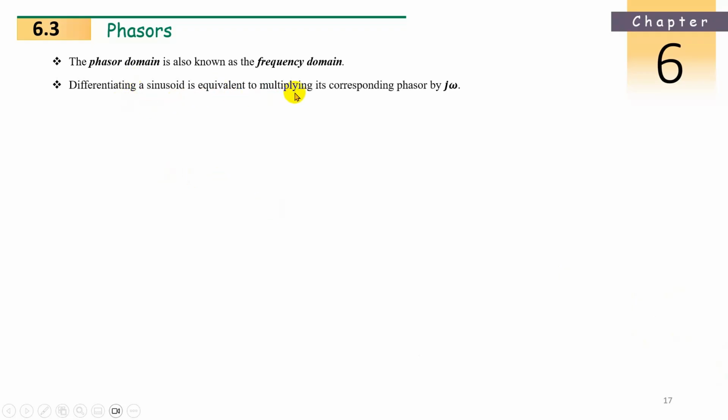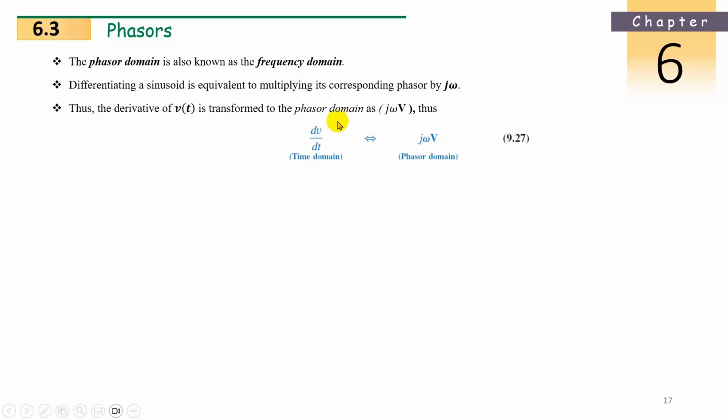Differentiating a sinusoid is equivalent to multiplying its corresponding phasor by j omega. So when you differentiate the sinusoid, sin omega t, cos omega t, it becomes real to imaginary, imaginary becomes real. When you differentiate sine, it becomes cosine, right? So in the phasor, it becomes imaginary, j omega. Thus the derivative of v of t is transformed in the phasor domain as j omega V. So dv by dt is converted to j omega V in the phasor domain. If you integrate, it's the reverse. 1 by j omega will come.